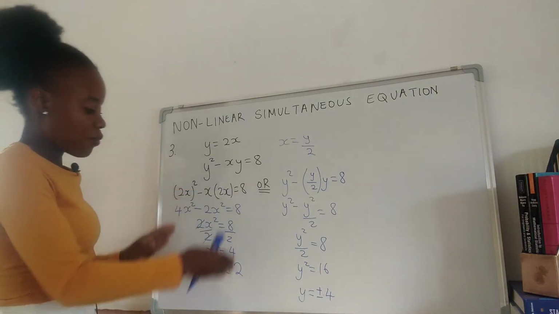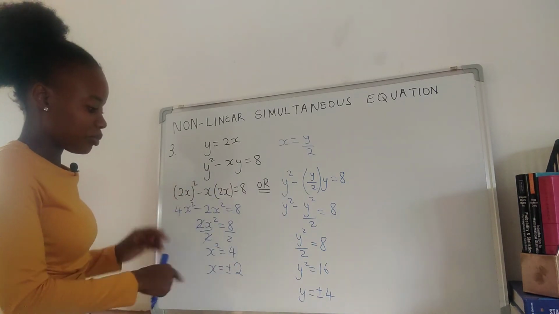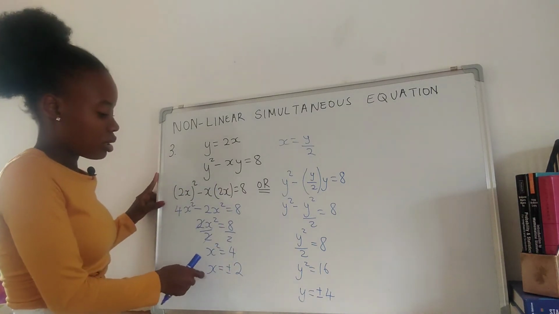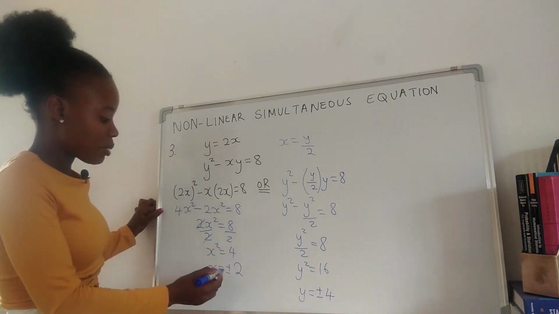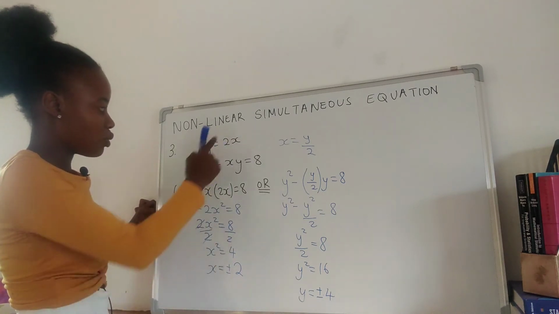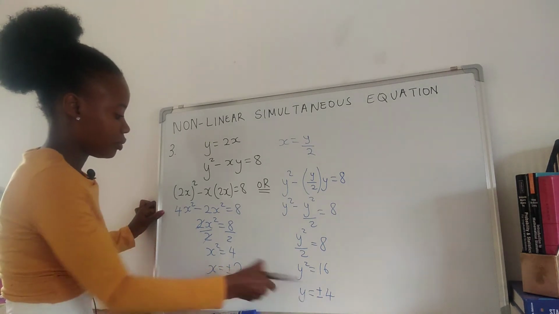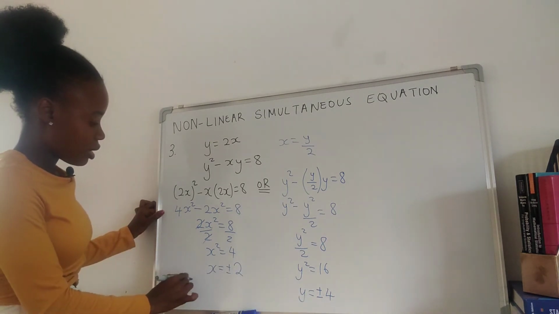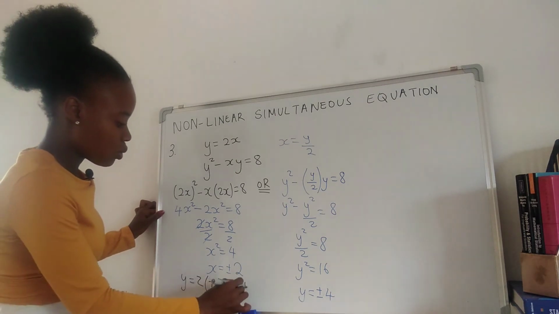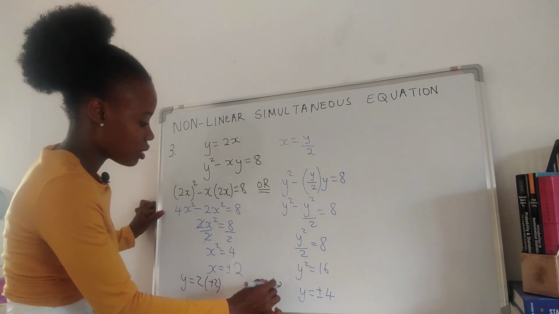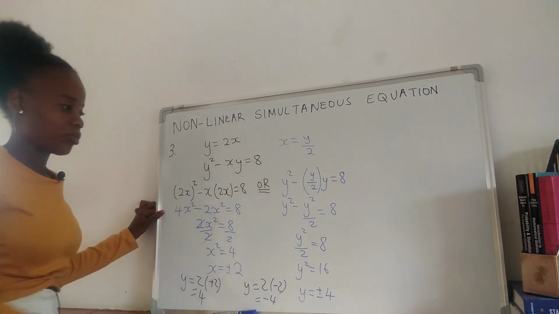Okay? If you have started like this, you are supposed to find your corresponding y. You just substitute positive 2 here, negative 2 here. Okay? So we're going to have y equals to 2 times positive 2, y equals to 2 times negative 2, and then positive 4, negative 4. Okay?